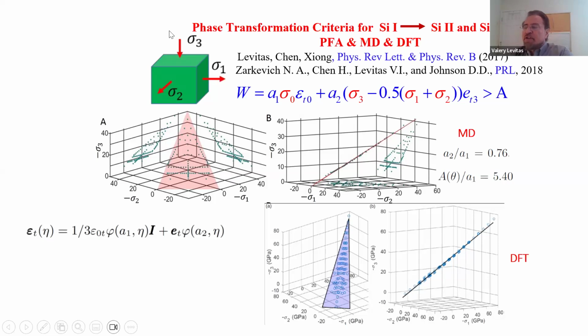So under such loading, this is our criterion. Key point, it's linear in stresses. So in stress space, this is plane. And with this picture, the plane is visible as a line, and you see dots here are molecular dynamics results, here DFT. So it's strong confirmation of this criterion, and we also determine 2 material constants.